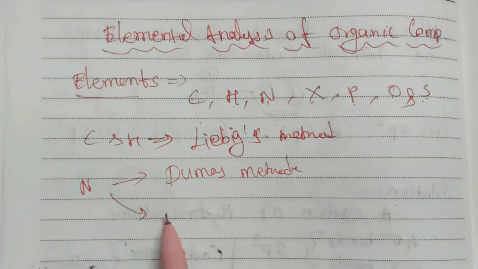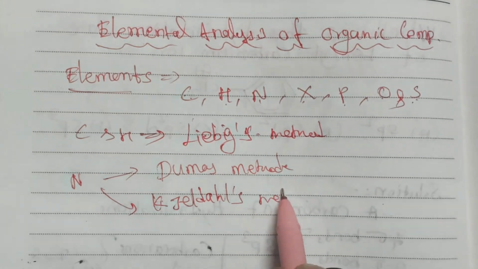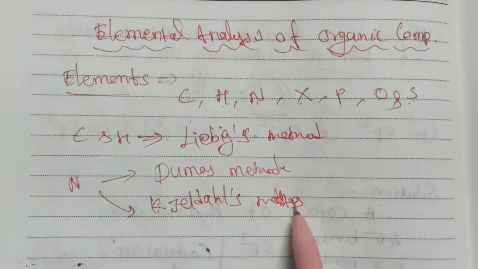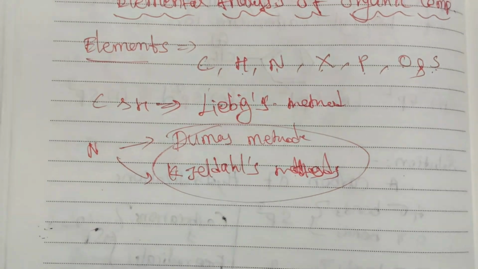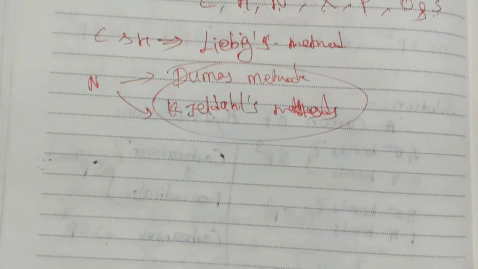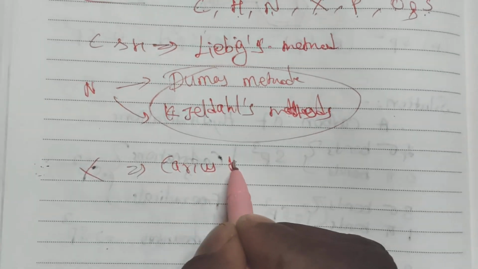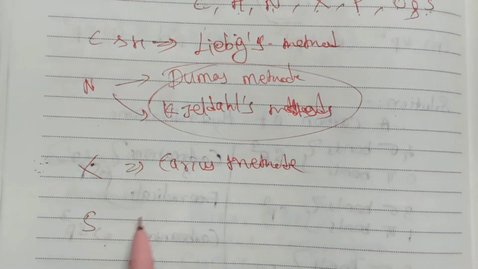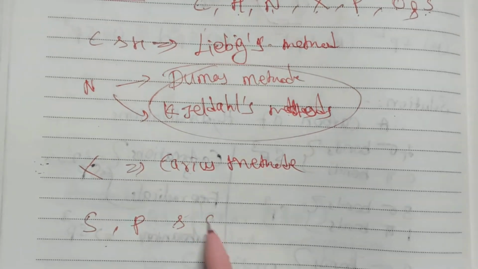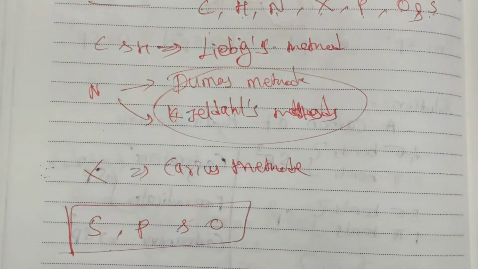These two, the Kjeldahl method as well as the Dumas method, are very important for the estimation of nitrogen. The estimation of halogens is done by the Carius method. The estimation of sulfur, phosphorus and oxygen are simply given in formulas based on the laboratory method.